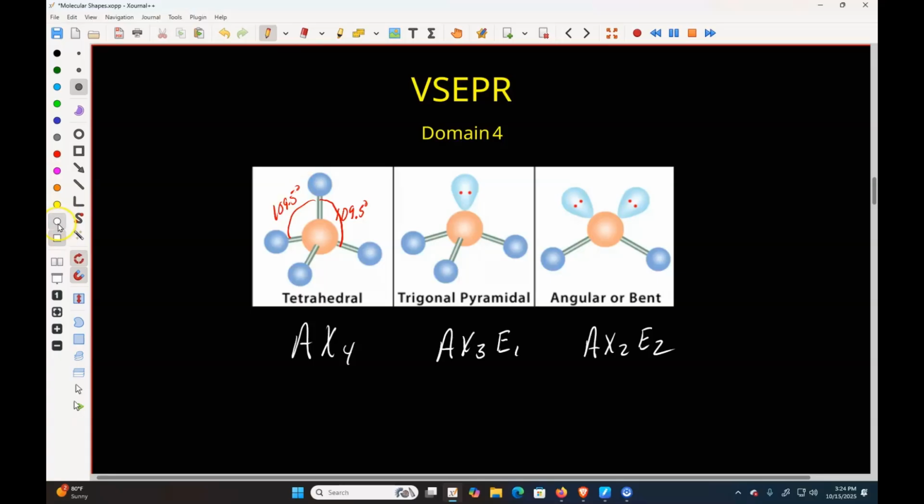Some examples would be like methane, carbon tetrachloride. AX3E1 is called a trigonal pyramid. This is going to be pushing everything a little bit closer together. So these bond angles will be less than 109.5 for all those. These angles here will be a little bit greater than 109.5.